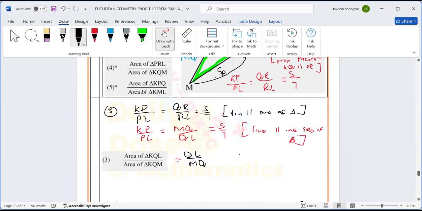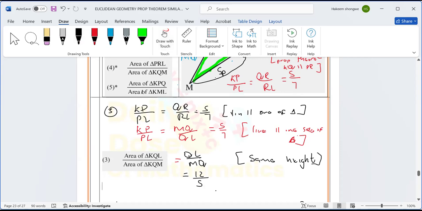And then what is the reason why we are saying this? We are saying this because they have the same height. But now we know what is QL. QL we are saying is 12. What is MQ? It's 5. So it means this is going to be 5 all over what? The variables are at the end of one, we just take the values.